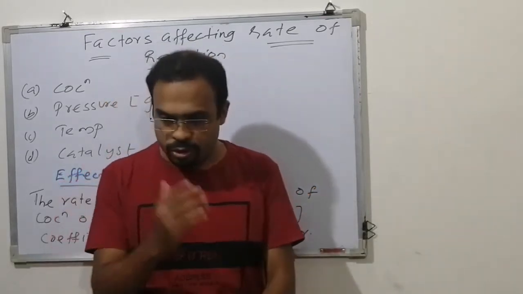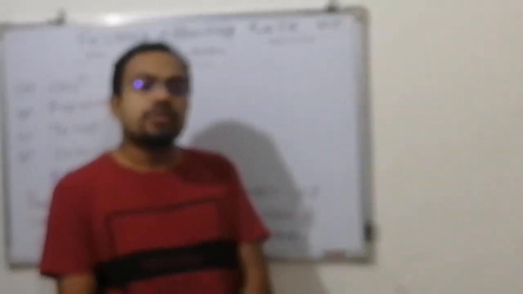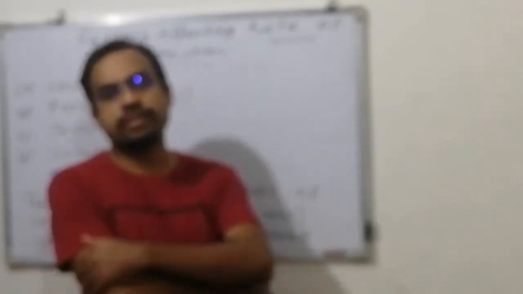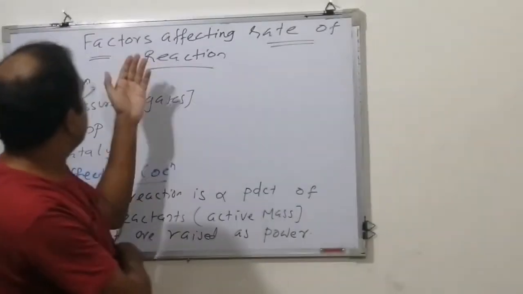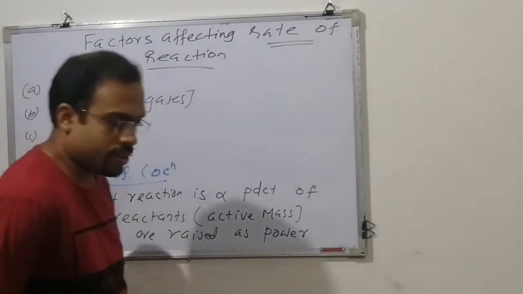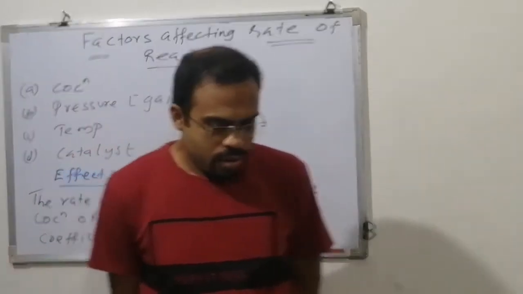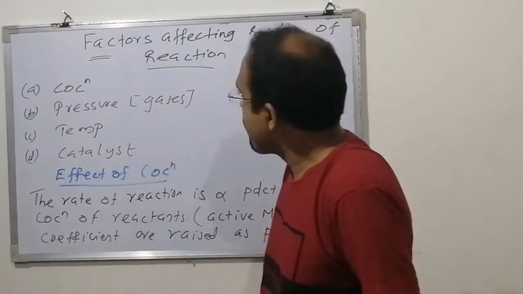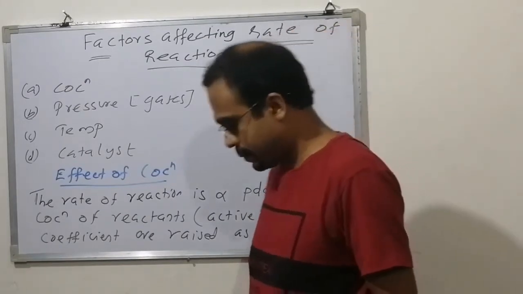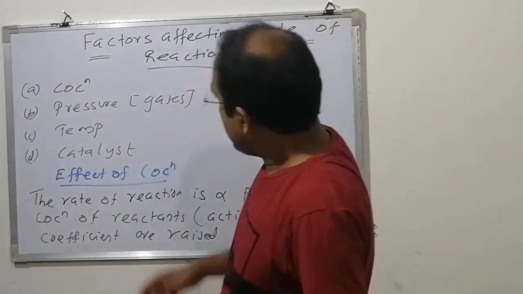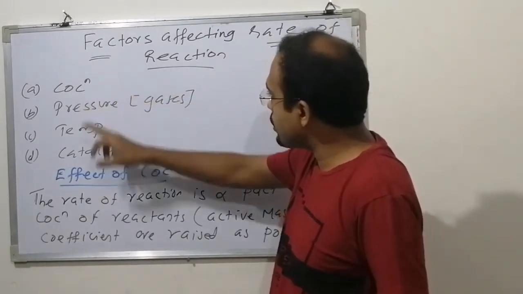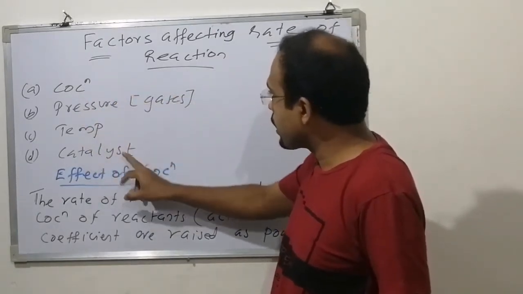Okay, welcome to the class. Today I go to the third video for chemical kinetics. Today my discussion topic is factors affecting rate of reactions. Okay, we can discuss what are the factors which affect the rate of reactions. These are the four important factors: concentration, pressure, temperature and catalyst.